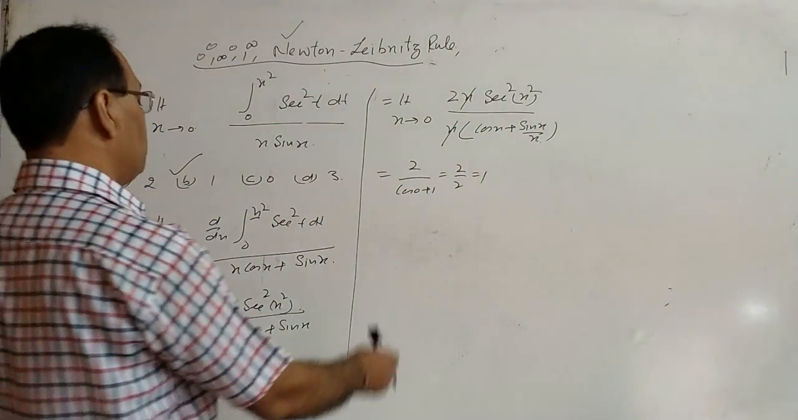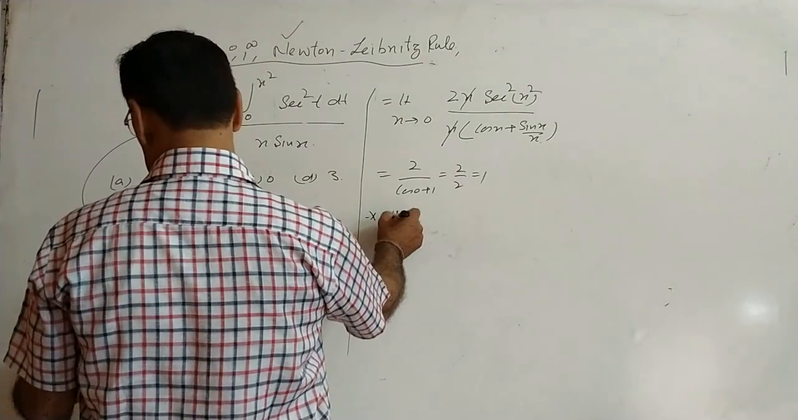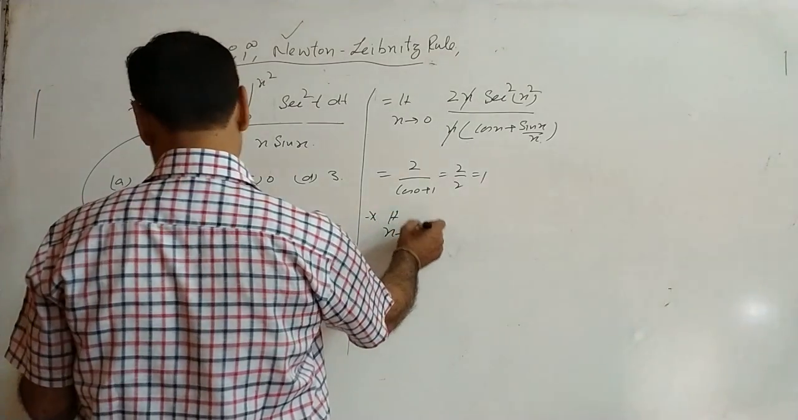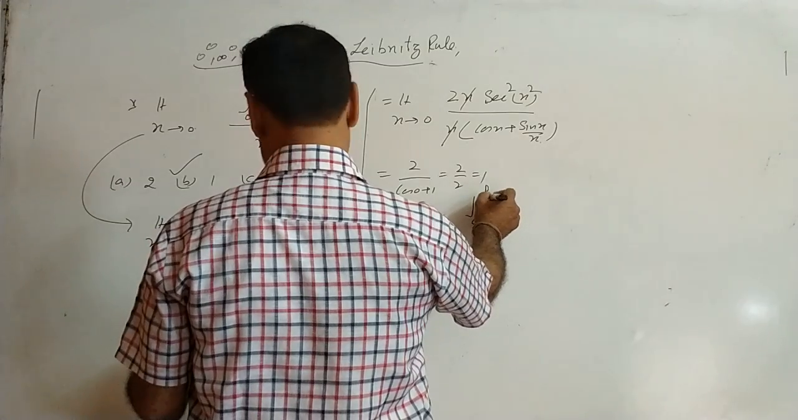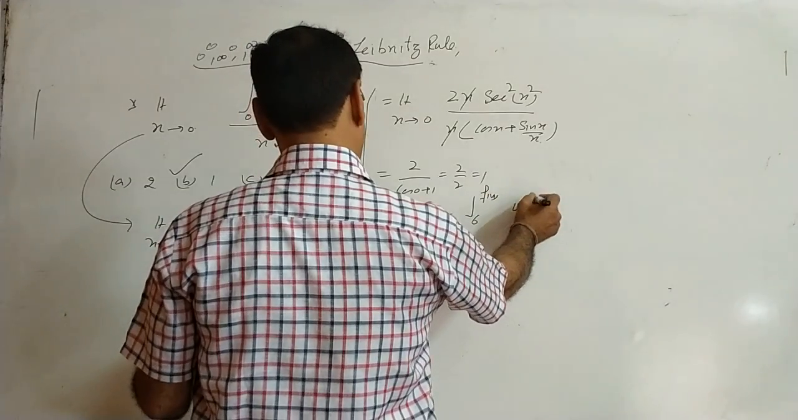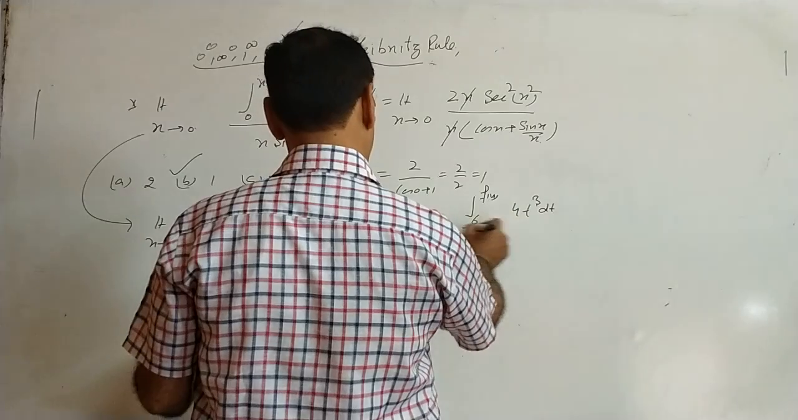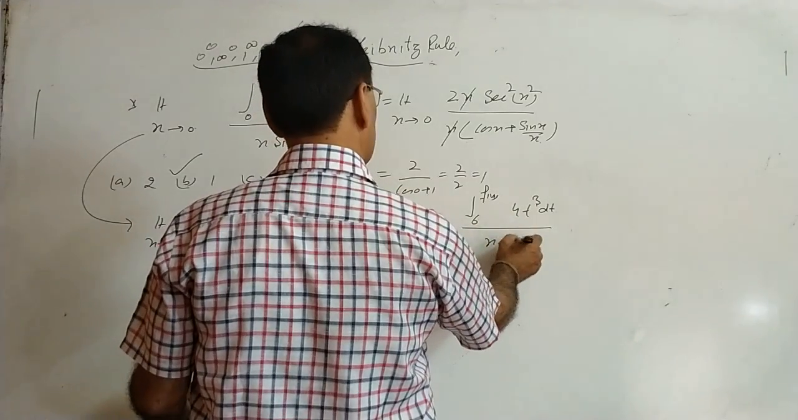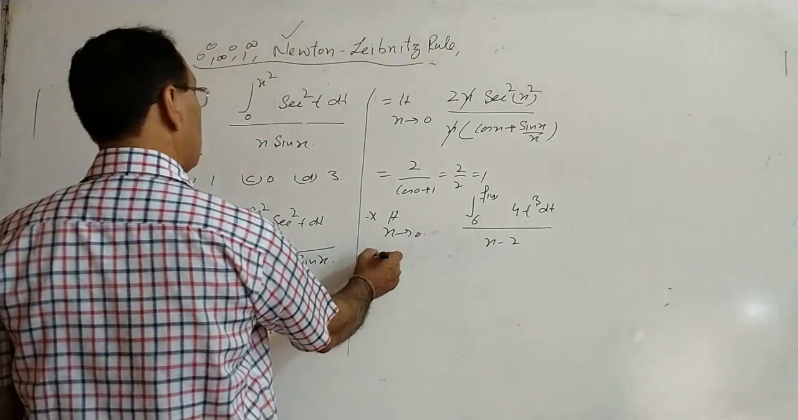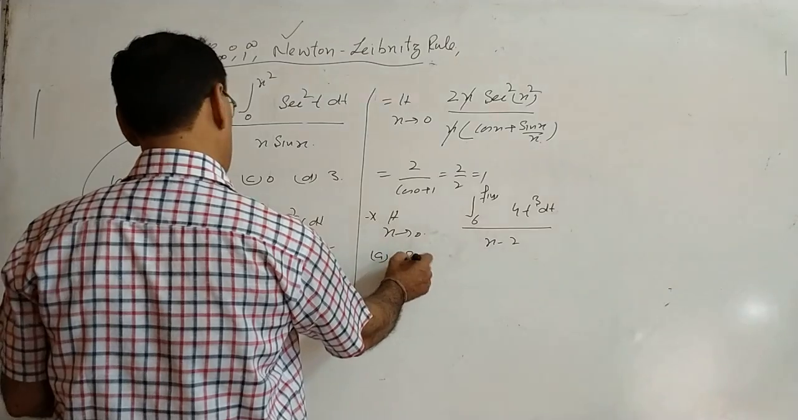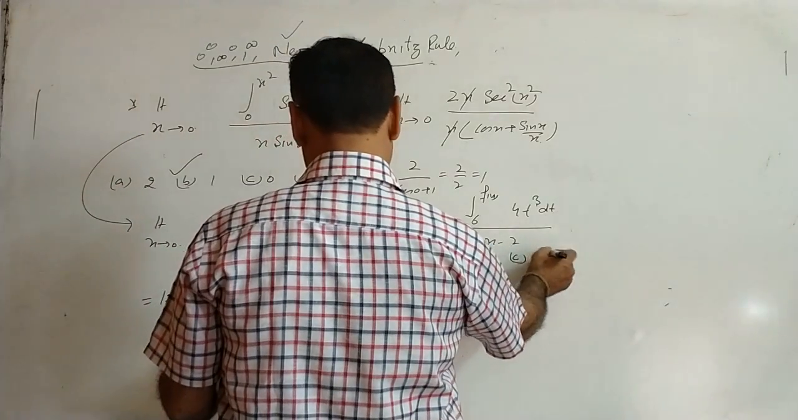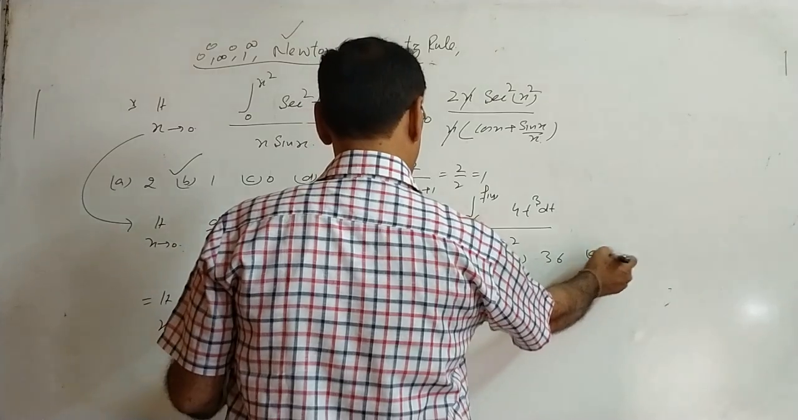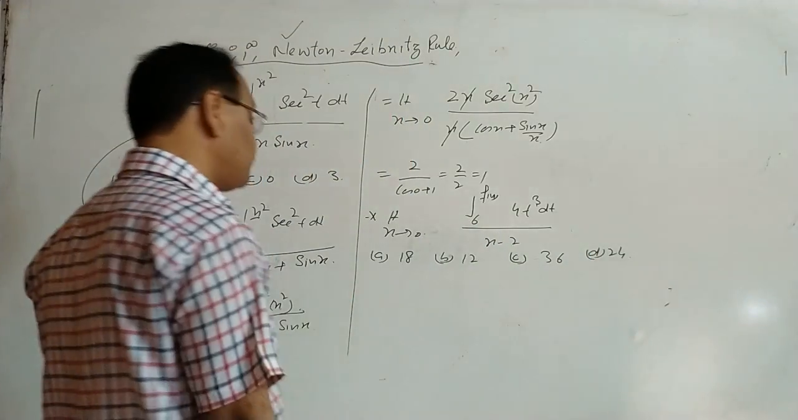So let me take one more question. Limit x approaches to 2 of the integral from 6 to f of x of 4t cube dt divided by x minus 2. Now the options are A is 18, B is 12, C is 36, and D is 24.